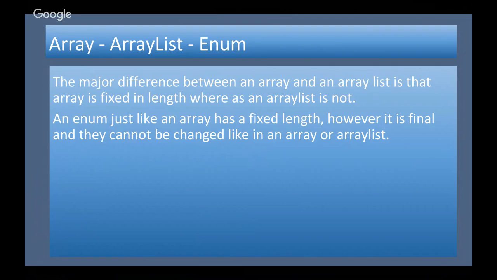So whether it be they all need to be integers or they all need to be strings, they all need to be the same. An array list differs from that because it can vary in length. You can add to it, take away from it, and things like that. And then an enum, just like an array, is fixed. However, it's final. They cannot be changed. It's like with an array, we can change all the data types if we wanted to, from integer to string, and things like that. But they all need to be the same, whereas in an enum that can't happen, it's final.